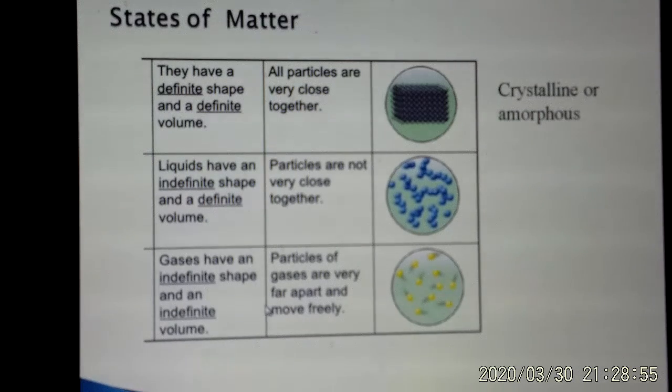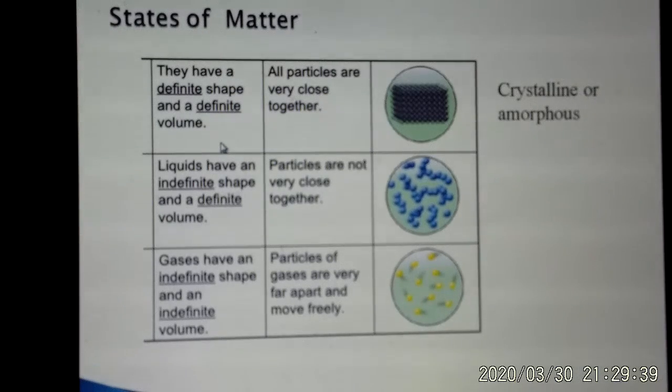Gases. Remember, some of their properties are they have an indefinite shape and an indefinite volume. And when we were talking about kinetic molecular theory, particles of gases are far apart, move freely, and they don't interact with each other. What we're going to talk about now are liquids, and liquids have an indefinite shape. So they'll take the shape of your container, but they do have a definite volume. And it turns out the reason they have a definite volume is that they are close together. They're not very close together, but they're close together, but they can slide past each other. So they do have interactions and attractions with each other.